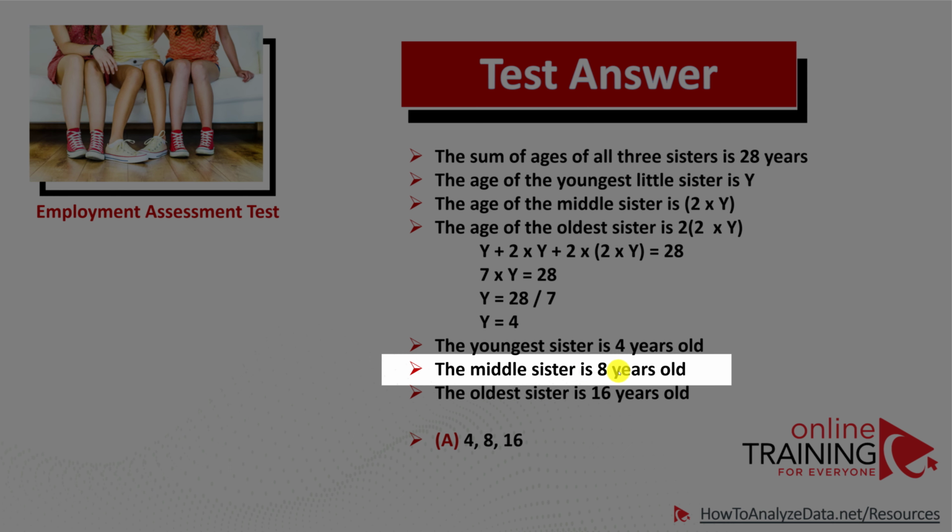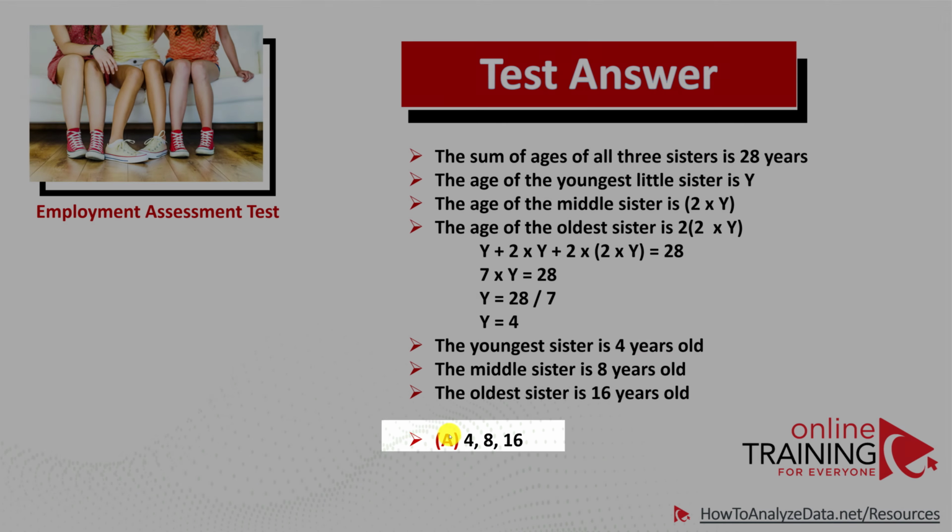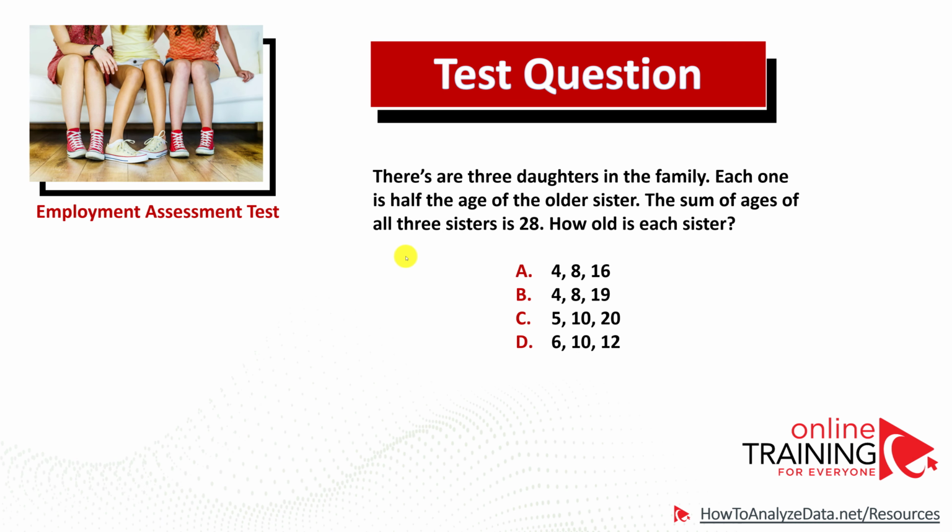The middle sister is 8 years old, which is 4 multiplied by 2. And the oldest sister is 16 years old. So the correct choice here is choice A. Now let me show you an alternative way to solve this challenge without using any formulas.